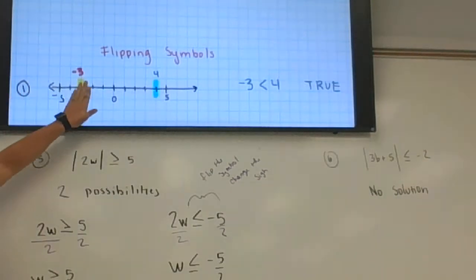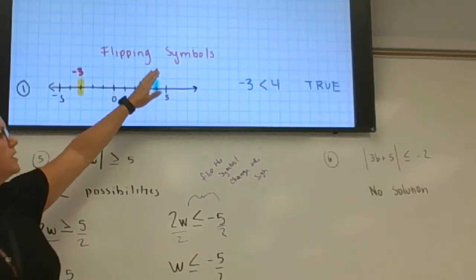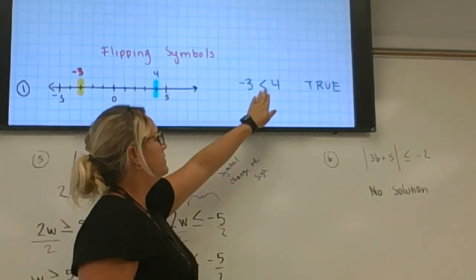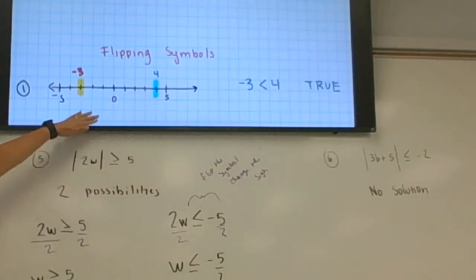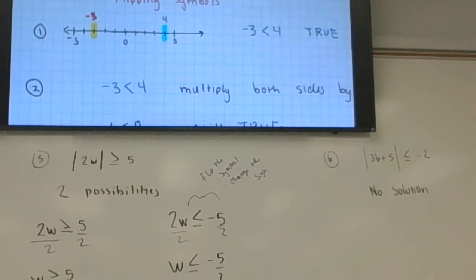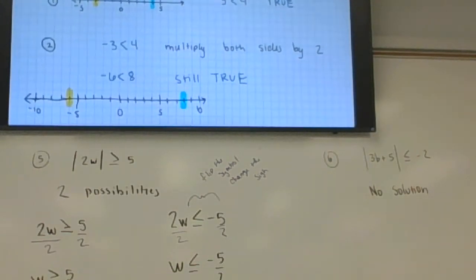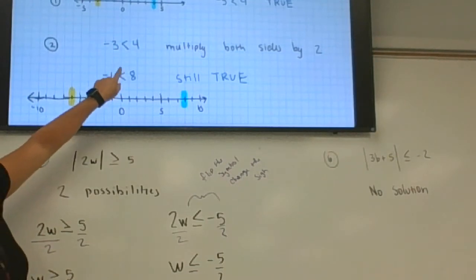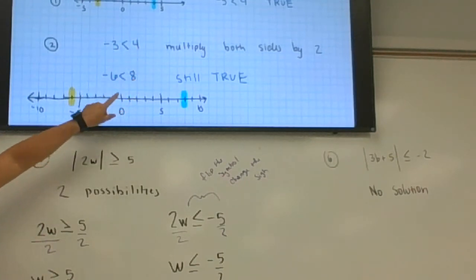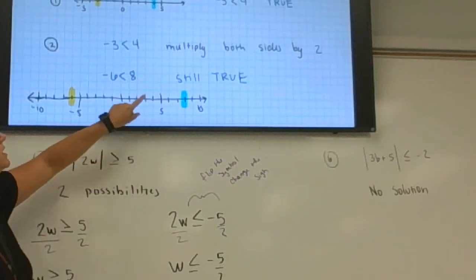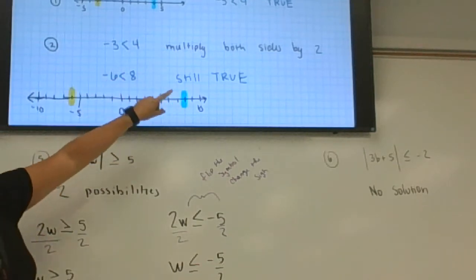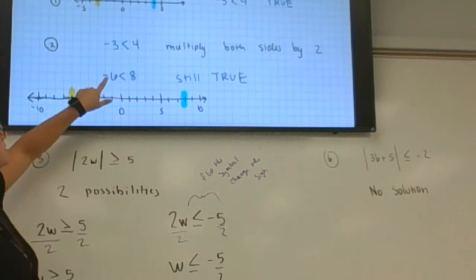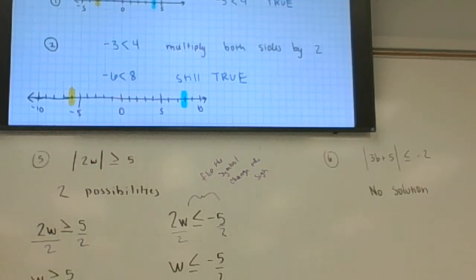So there's a yellow dot and a blue dot. What's true is that this is at -3 and this is at 4. -3 is less than 4. This is all true, right? And then we could multiply both sides by 2. -3 times 2 is -6, and 4 times 2 is 8. So this is still true. The yellow dot is on the left. The blue dot is on the right. The left side is still less than the right side.